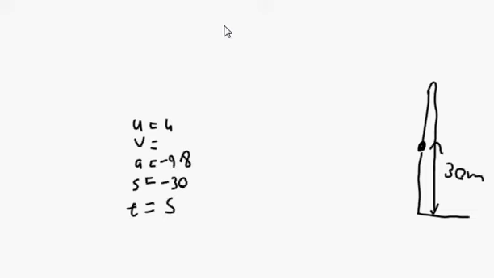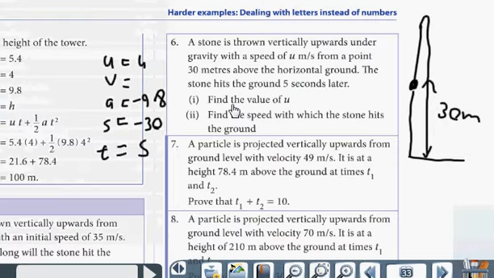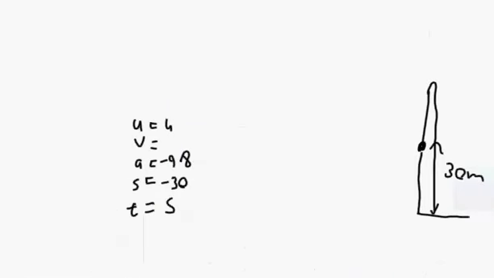I'm just going to reread the question. Find the value of u and find the speed at which the stone hits the ground. So our first target is to find out what u is. I'd recommend s equals ut plus a half at squared. So s equals ut plus a half at squared, and then what we're going to do here is say that s is minus 30.